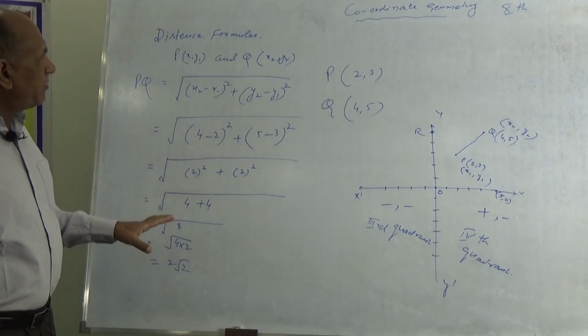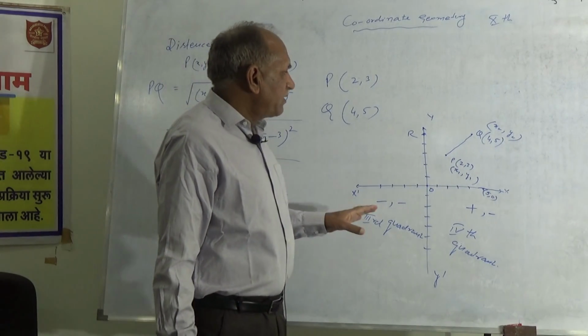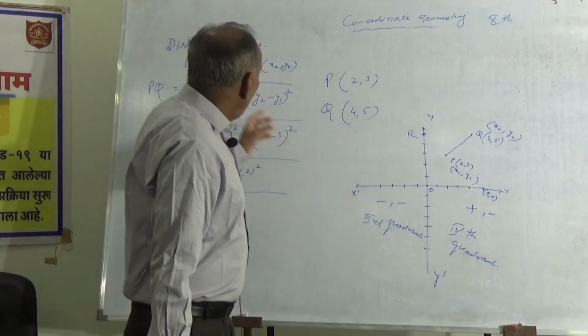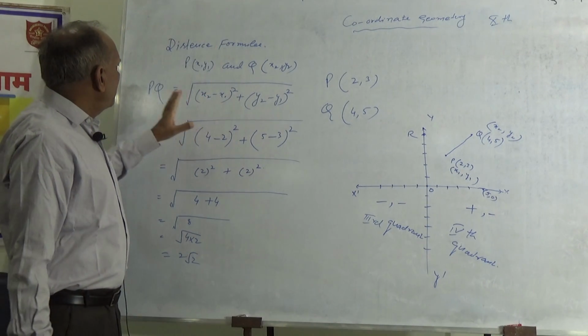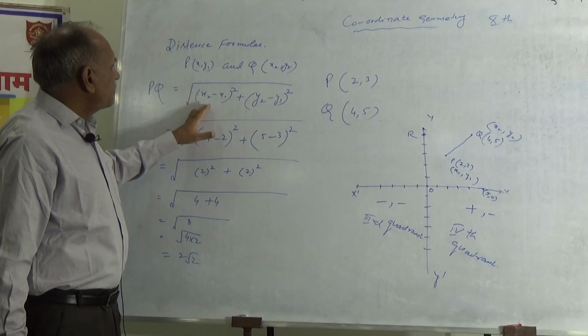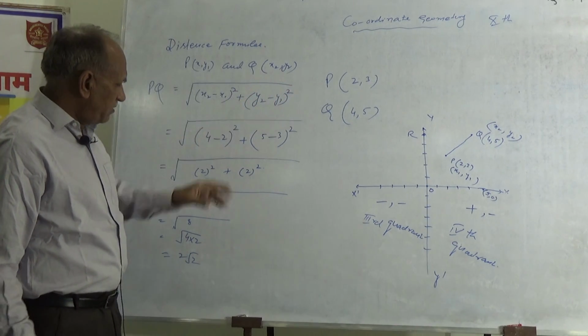Likewise, we can find the distance between 2 points with the formula known as the distance formula, which is PQ equal to square root of (x2 minus x1) square plus (y2 minus y1) square.